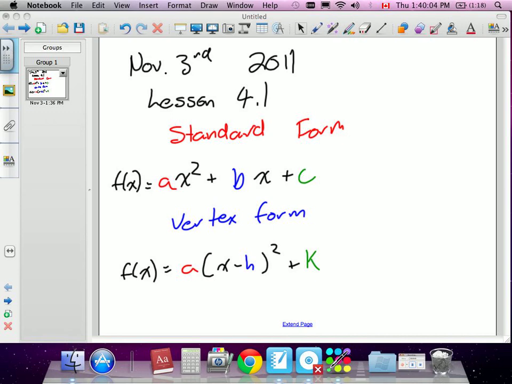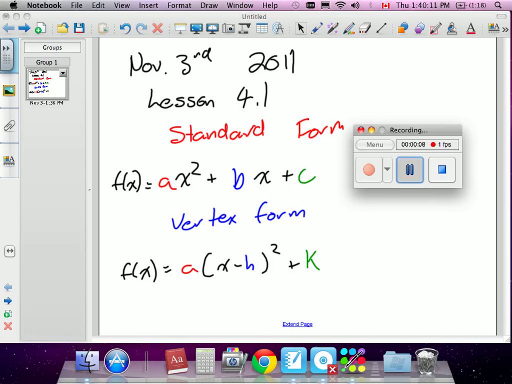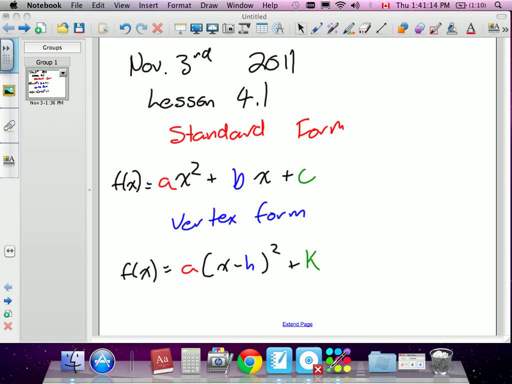Okay, today's November 3rd, 2011. We're starting lesson 4.1. Okay, so again, lesson 4.1.